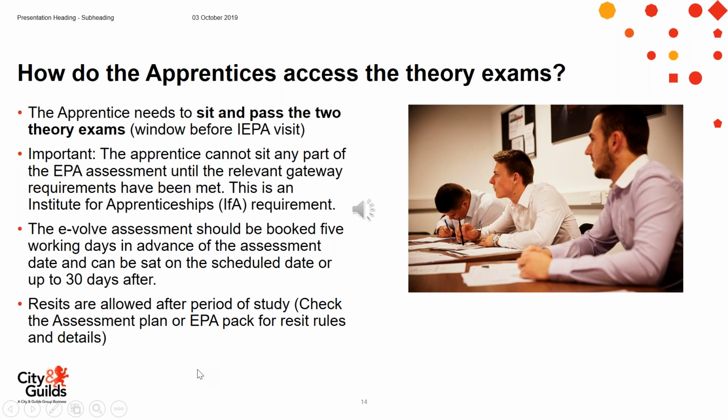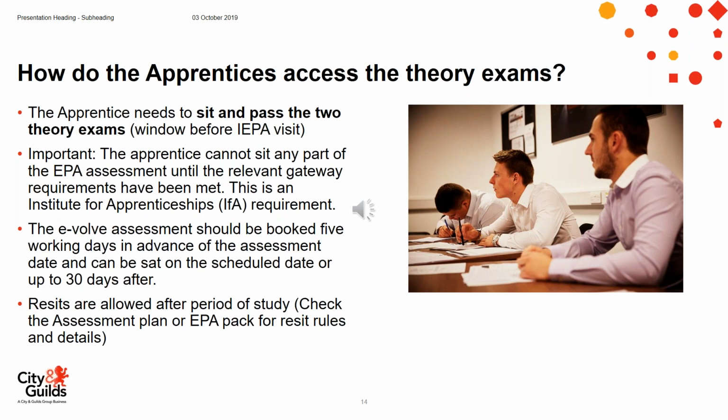After the gateway requirements are met, the apprentices must sit the 2 endpoint assessment knowledge exams. Knowledge tests on our Evolve platform cannot be taken before the gateway has been passed and the booking is confirmed. The Evolve assessment should be booked 5 working days in advance of the assessment date and can be sat on the scheduled date or up to 30 days after. The test could become null and void if completed outside the allowed window.